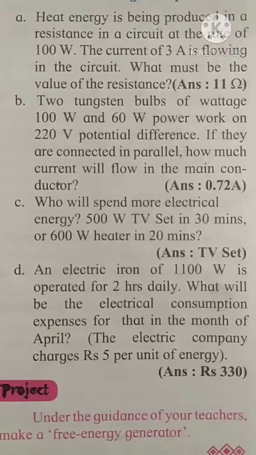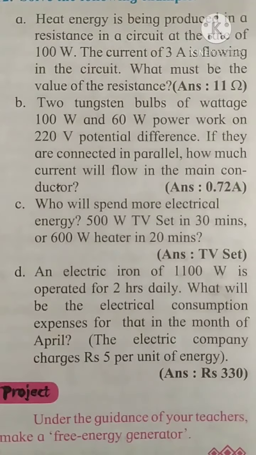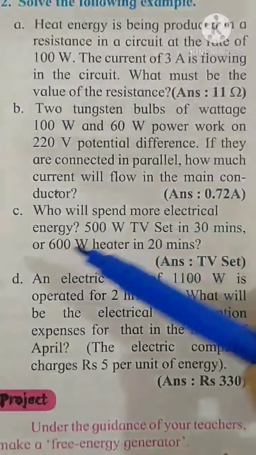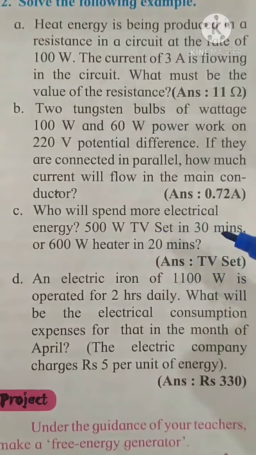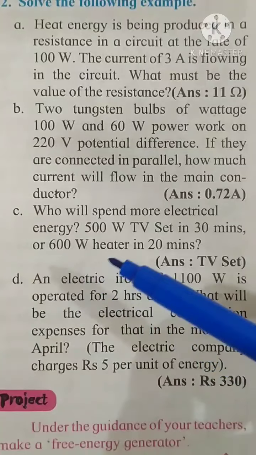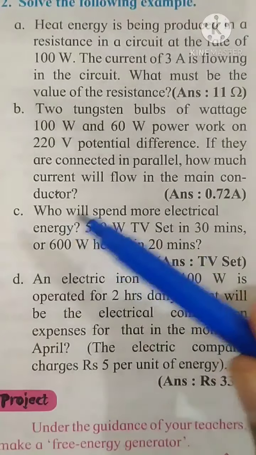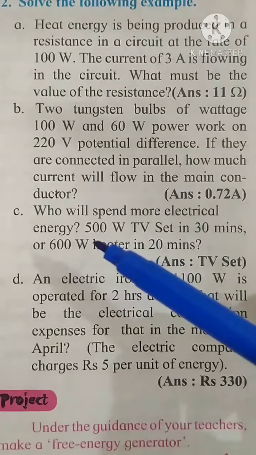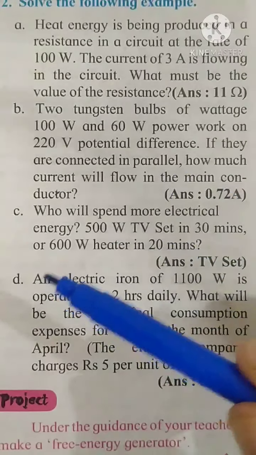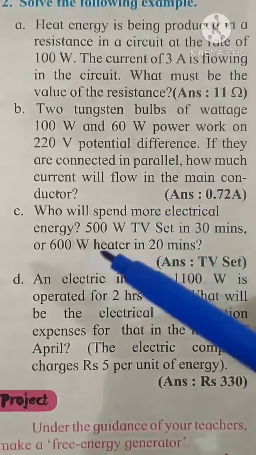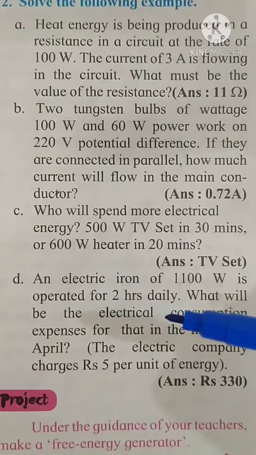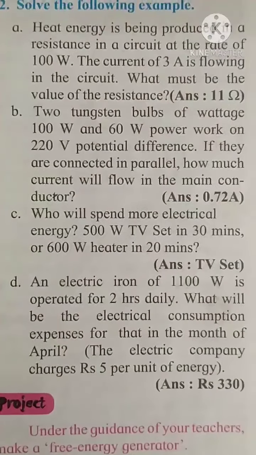Now see the third sum. This third sum and the fourth sum: which will spend more electrical energy, a 500 watts TV set in 30 minutes or a 600 watts heater in 20 minutes? Who will spend more electrical energy? Energy, power, energy. So which formula? P is equal to energy upon time. That formula we will use.